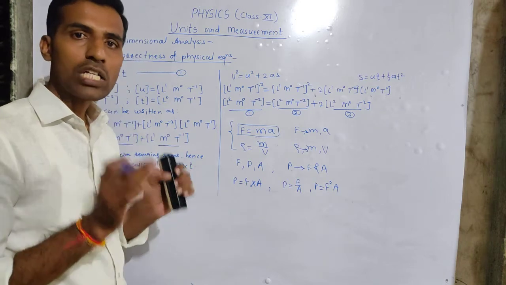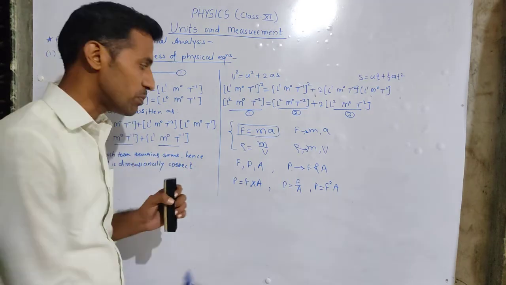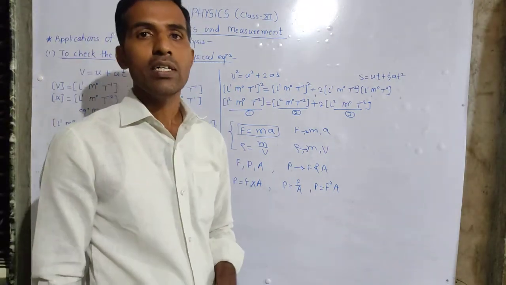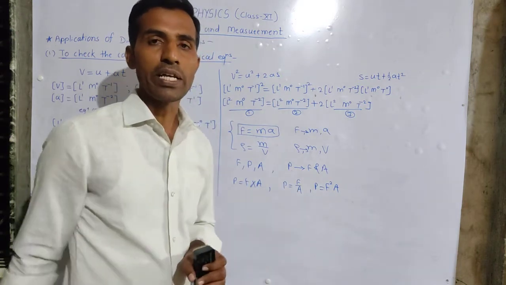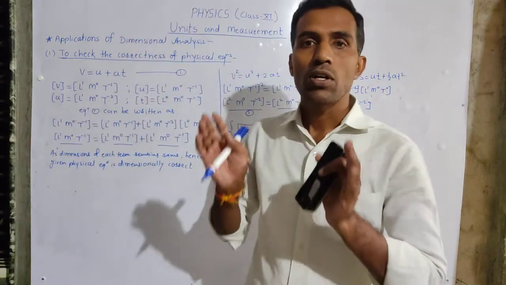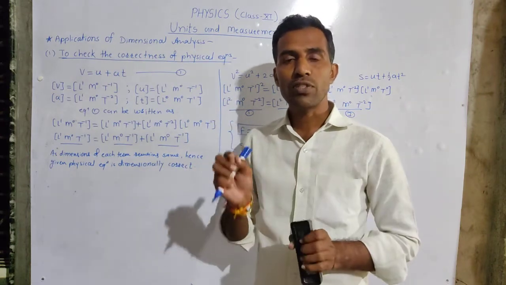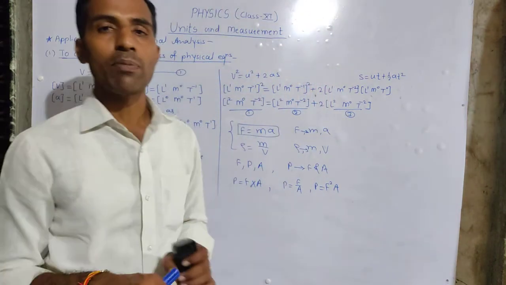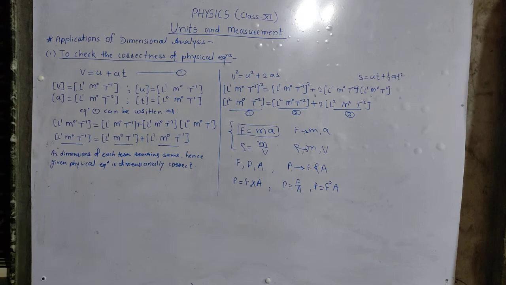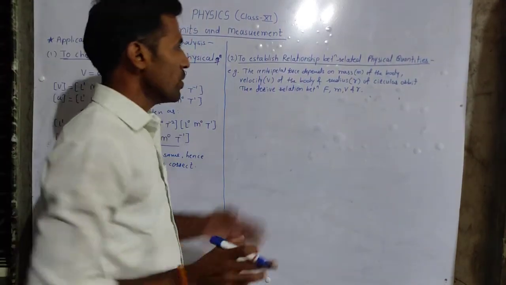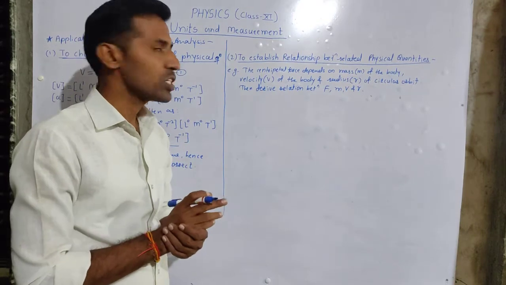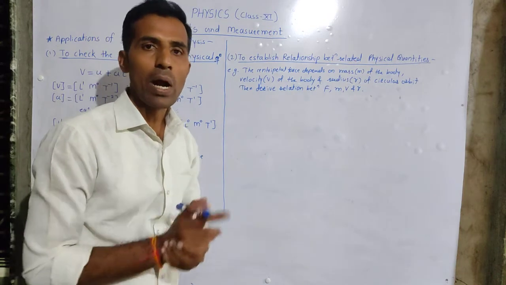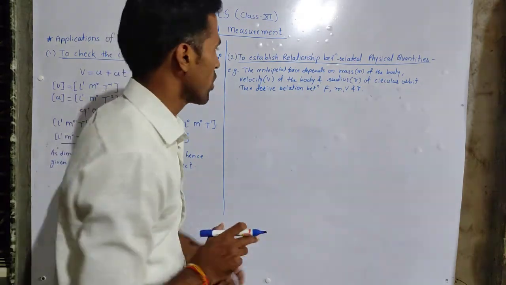If we don't know the actual relation between force, pressure and area, then by dimensional analysis we can find the relation between force, pressure and area. We must know whatever physical quantities are there in that formula. Then we can establish the relationship between them. Now let's see the second application of dimensional analysis, that is to establish the relationship between related physical quantities.